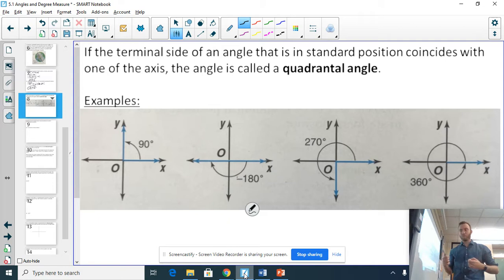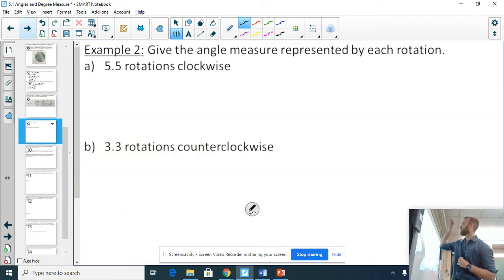Quadrantal angles, and negative 180 is also positive 180 unless they purposely rotate it negatively. But I think they're just giving other examples. So I don't think that's too hard for you to grasp as a concept. It's really just a name for something you already know.